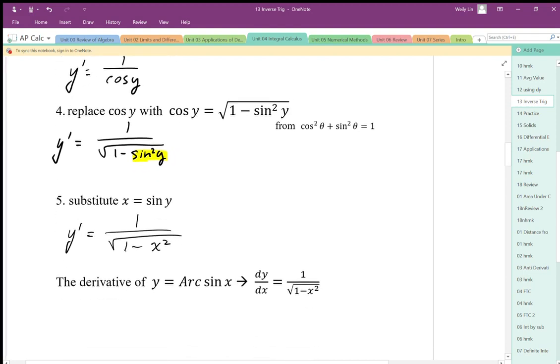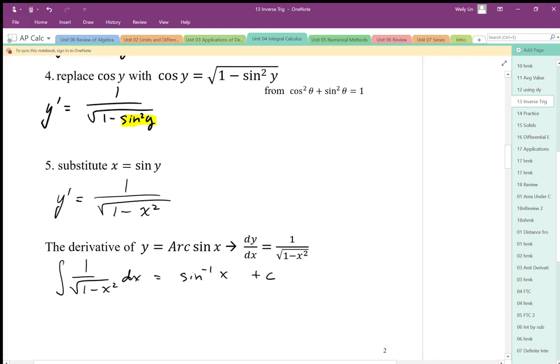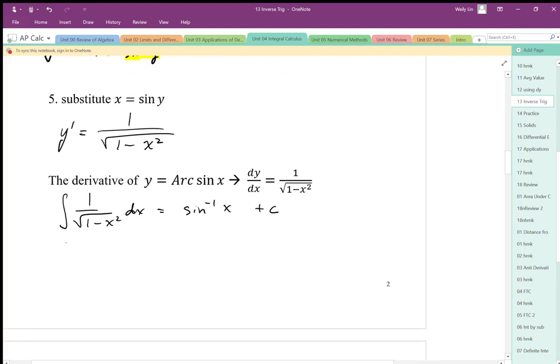So there it is. There's my derivative of arc sine, okay, which means then that the integral of 1 over square root of 1 minus x squared is going to be equal to the arc sine of x plus c. And I'm not going to prove this, but this is something that now becomes part of your formula sheet, something that is now a defined integral.